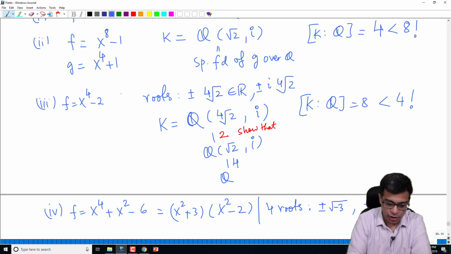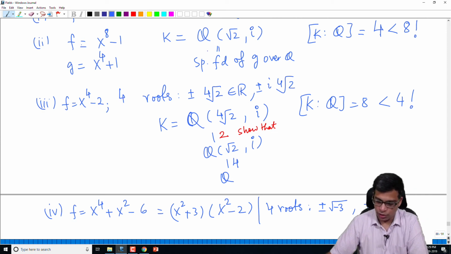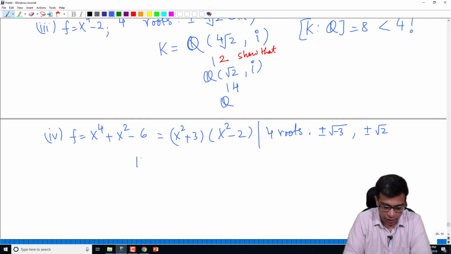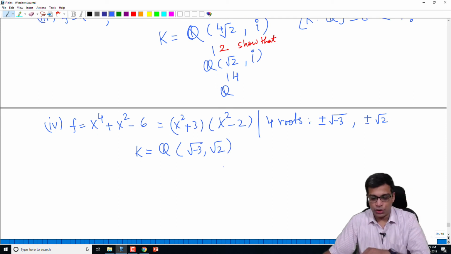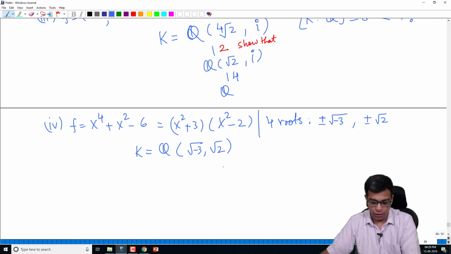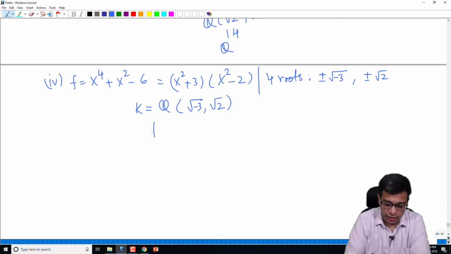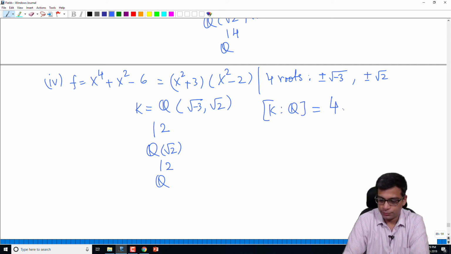In the earlier case also there are four roots, because it's degree 4. Here also there are four roots. So the splitting field is Q adjoined root of minus 3 and root 2. Once you adjoin root of minus 3, minus root of minus 3 is already there. Once you adjoin root 2, minus root 2 is also there. And you can construct this tower. This is degree 2, this is degree 2. So K over Q is 4.